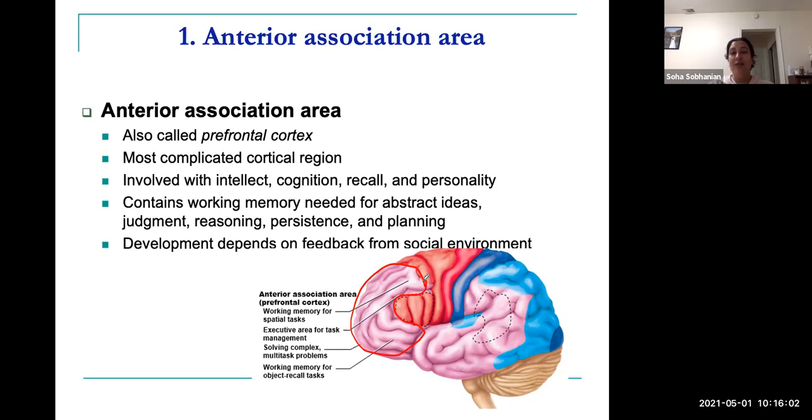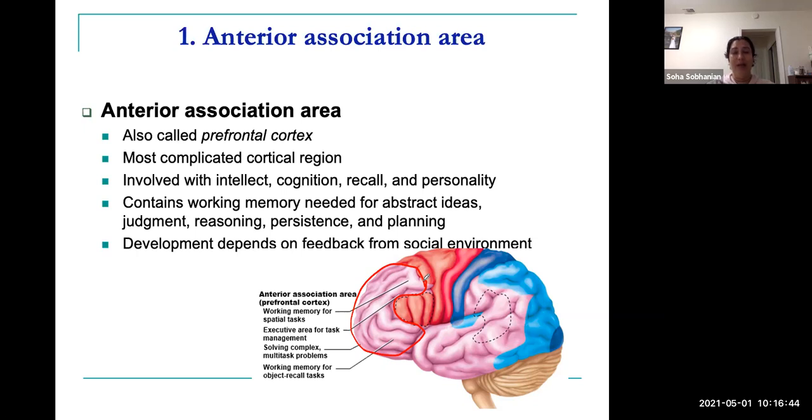What it does, it's involved in the process of cognition, recollection of information, development of personality, working memory. As you are learning information, most of the data goes into this area. Your intellectual capacity, creation of abstract ideas, your ability to judge situations, your reasoning, your planning. A lot of the executive orders are associated with your prefrontal cortex. So again, the area that's highlighted here is your anterior association area.